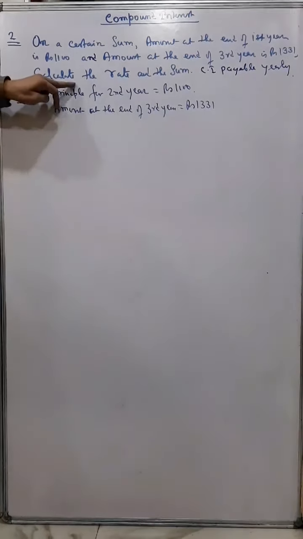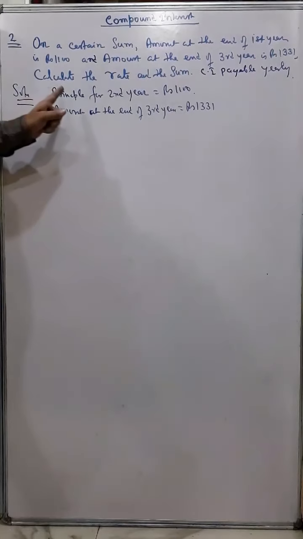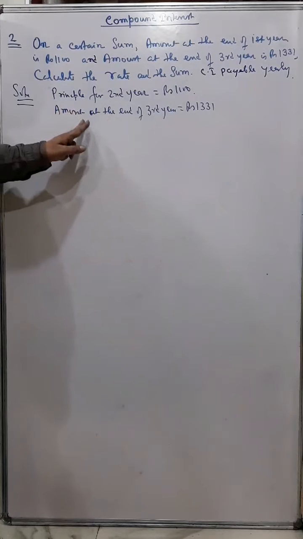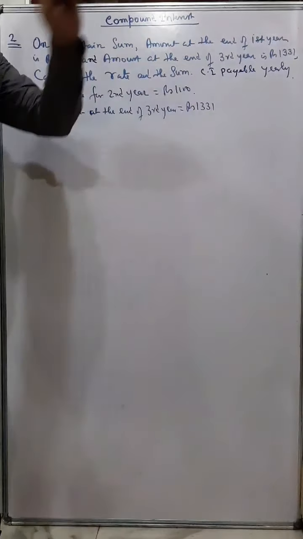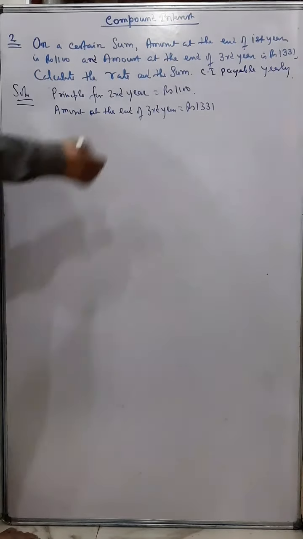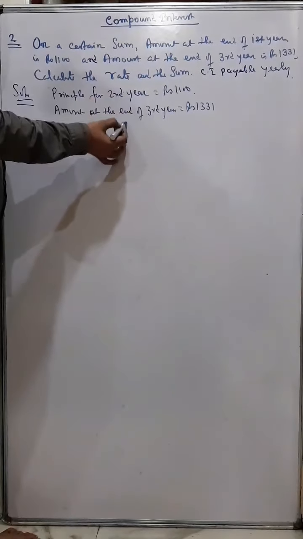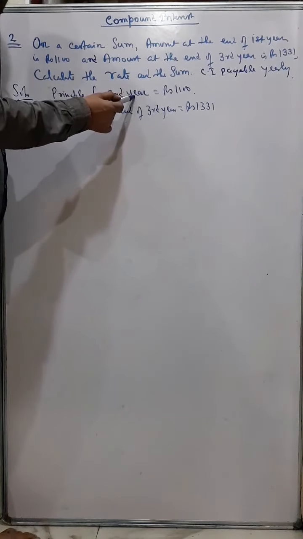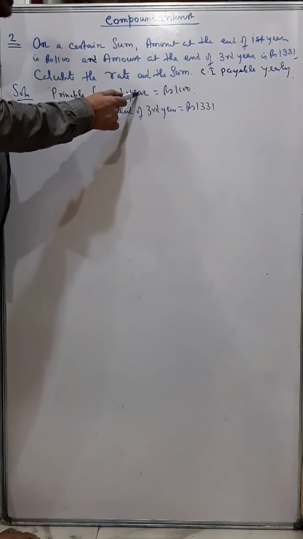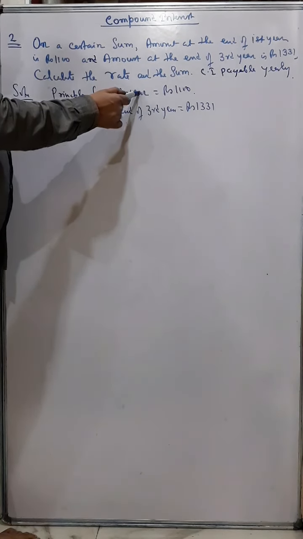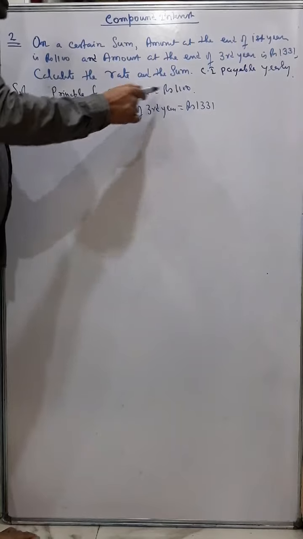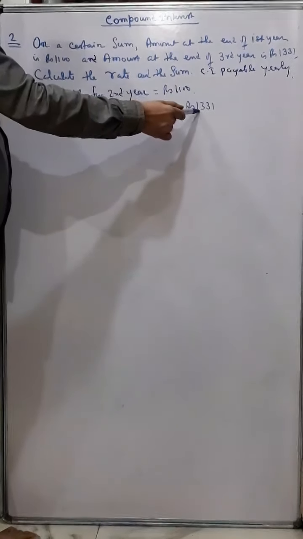So that means these two values we know. We know the principal for the second year is 1100, and we also know the amount at the end of the third year is 1331. Now try to understand what the time gap is. The principal for the second year is at the beginning of the second year, and from there to the end of the third year, this is the amount.